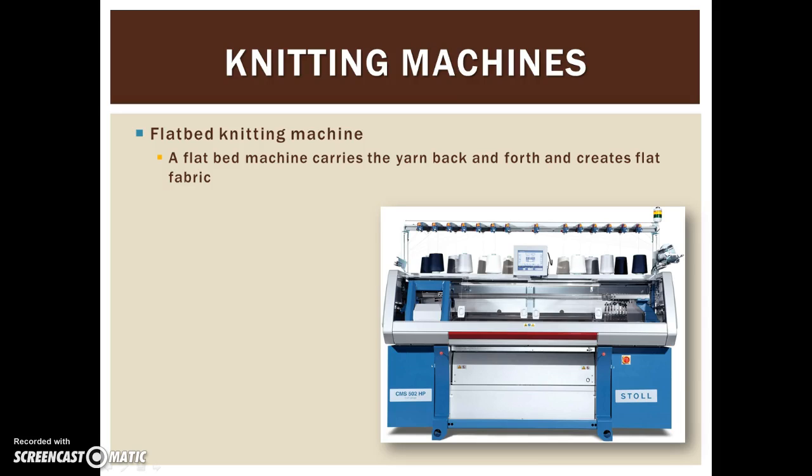Here's a picture of a flatbed knitting machine. This machine will carry the yarn back and forth, and it will create a flat fabric. And flatbed knitting machines have various widths, typically 50 inches, 72 inches, 84, and 96 are some other options. The number of yarns feeding into a flatbed is limited.